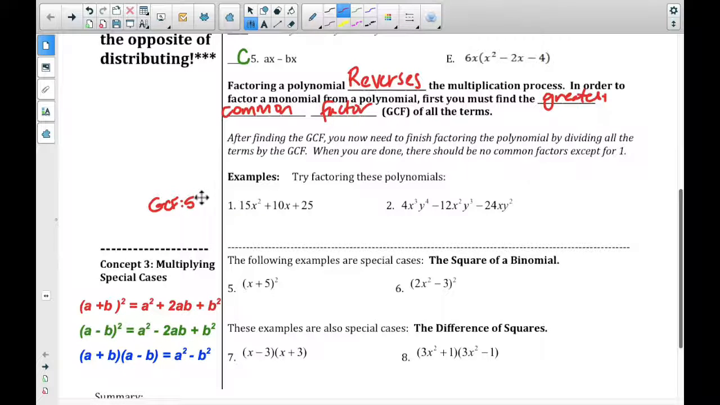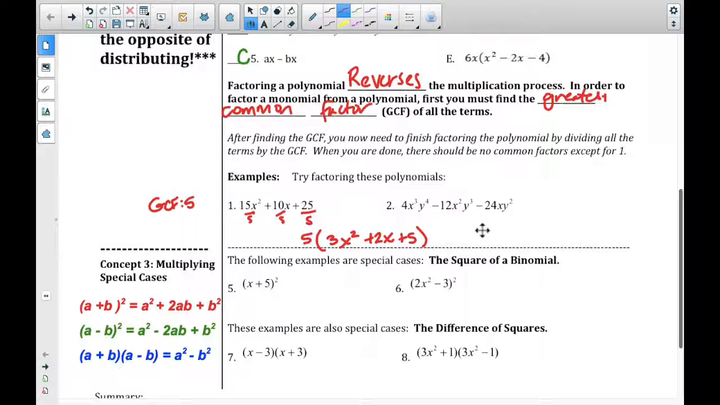And then what we're going to do is divide each term by 5. When we write our answer, we're going to have our 5 on the outside, and then we're dividing each of these. So that's going to be 3x squared plus 2x plus 5. And so this is the factored version of this. I had to take out my common factor, which was 5. That's number 1.